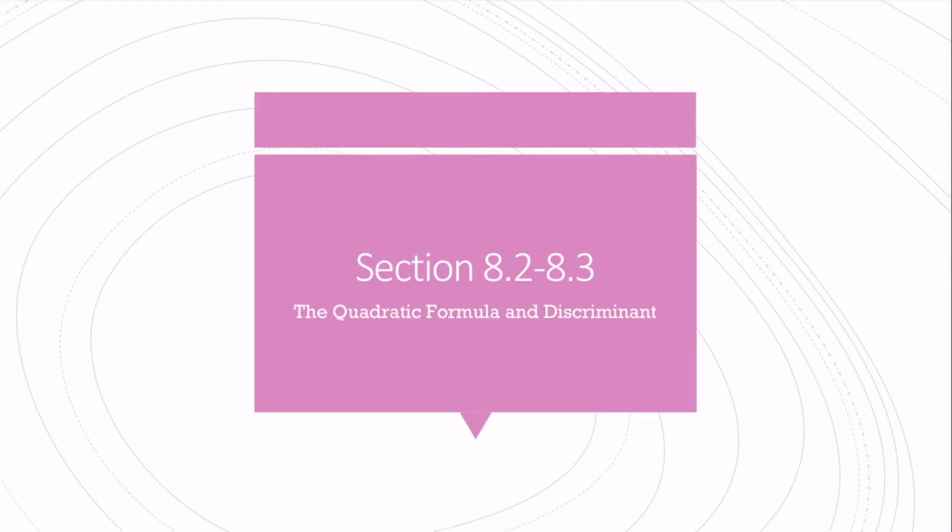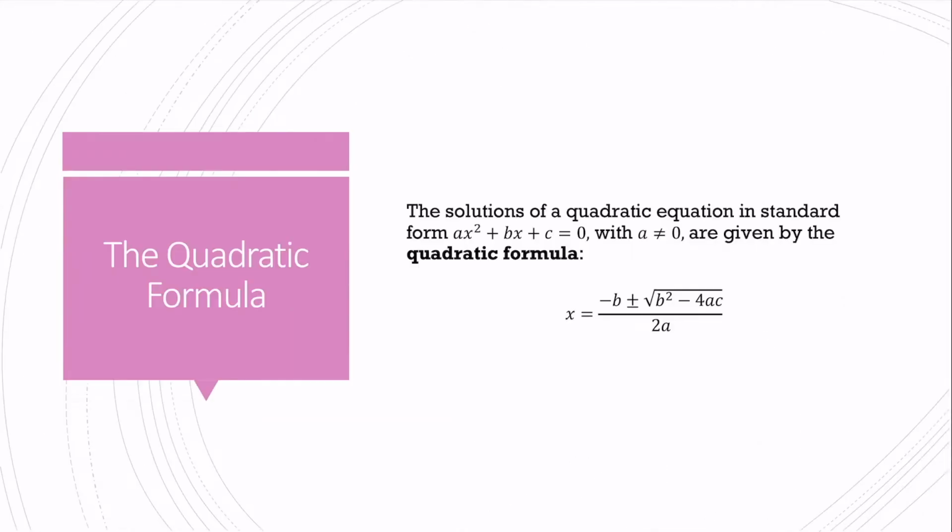Class sections 8.2 and 8.3 are all about the quadratic formula and the discriminant. Solutions of the quadratic equation in standard form with a not equal to 0 are given by our quadratic formula, which you will have to memorize: x equals negative b plus or minus the square root of b squared minus 4ac all over 2a.